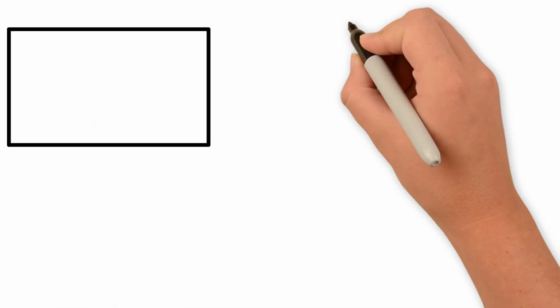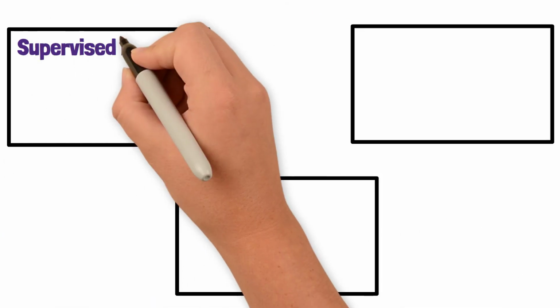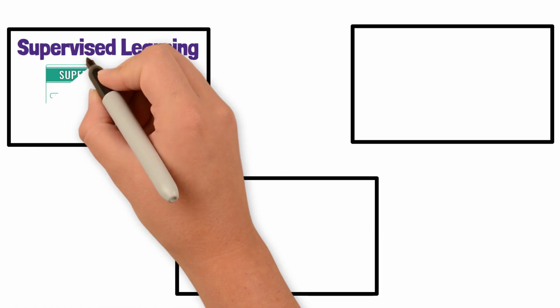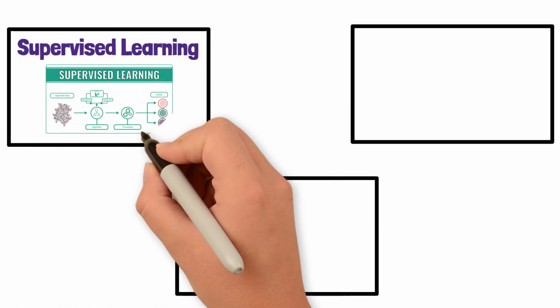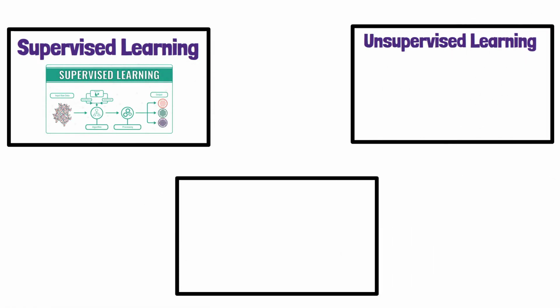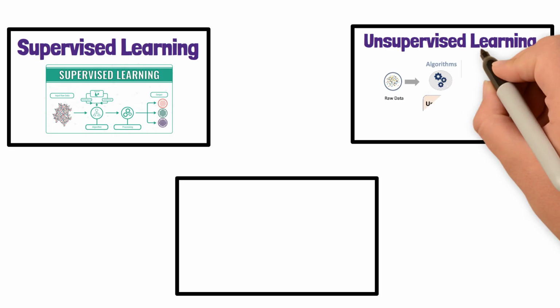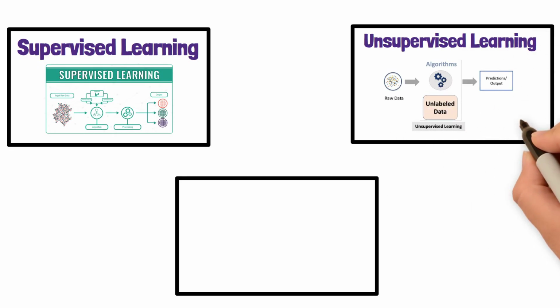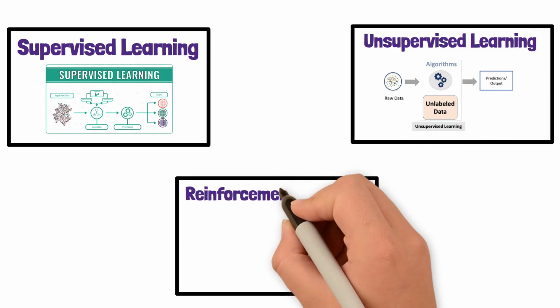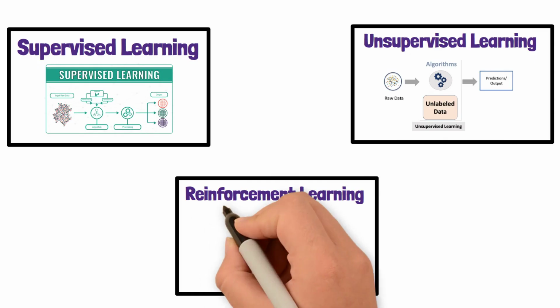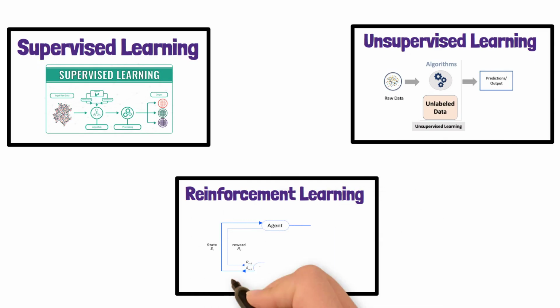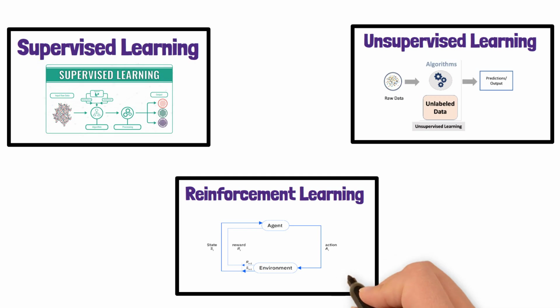There are three main types of machine learning. Supervised learning, like a teacher showing flashcards: you give the machine input and the correct answer. Unsupervised learning, like sorting a puzzle without the picture: the machine finds patterns by itself. Reinforcement learning, like training a dog: the machine gets a reward when it does well and learns from experience.